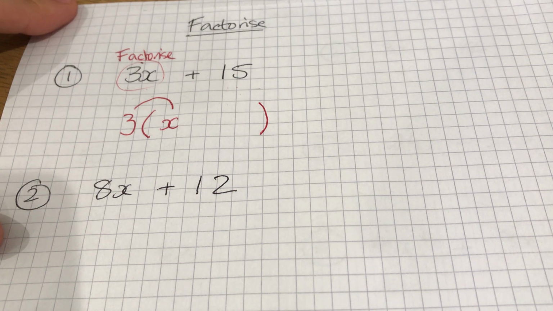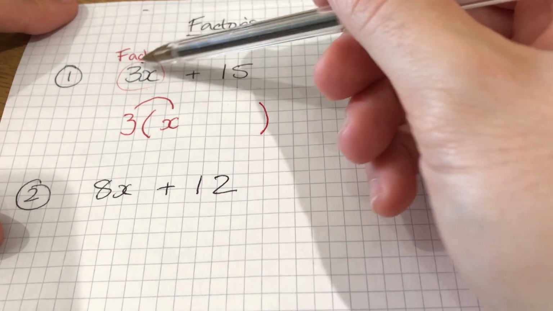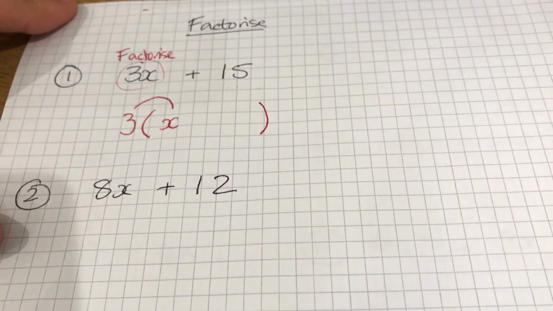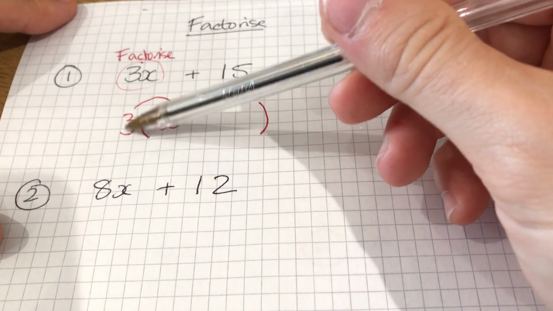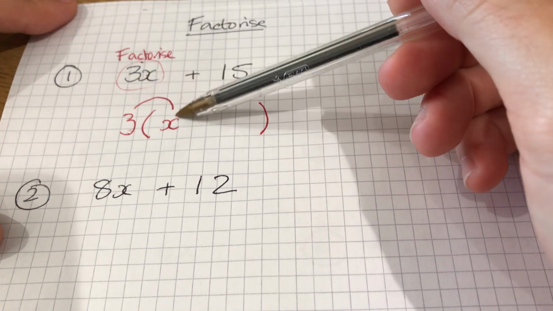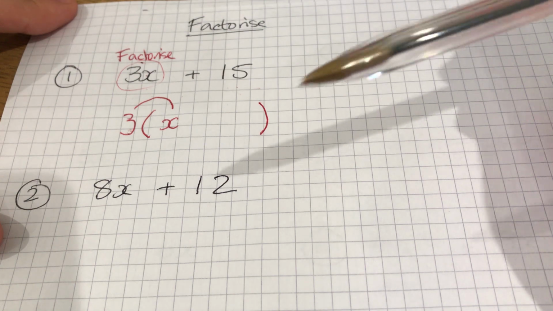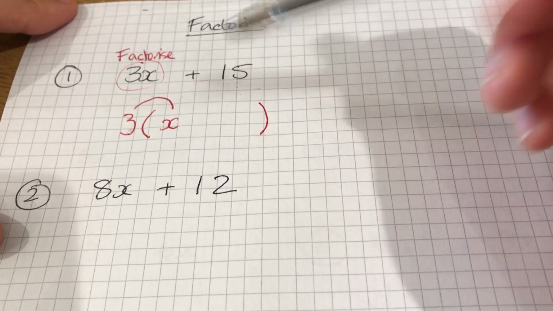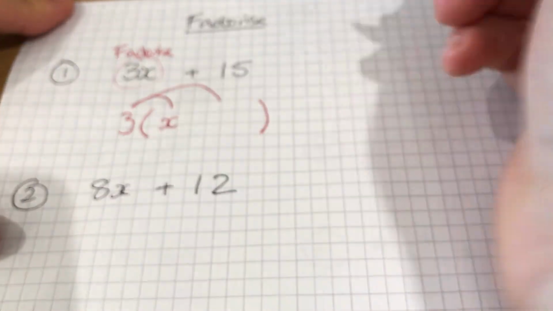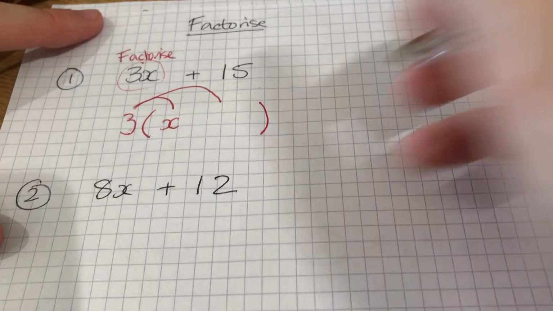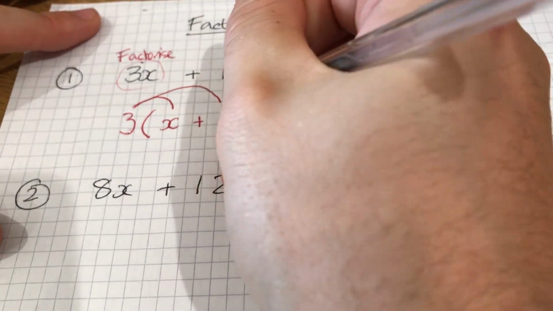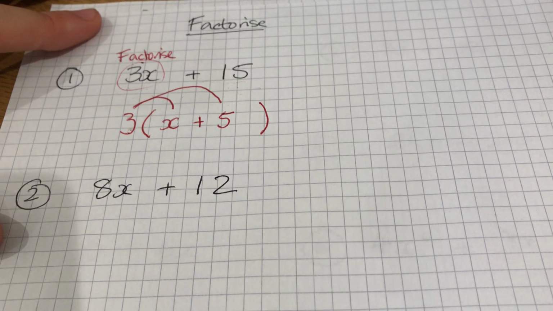Okay. Now, some of you might say, well, what do you times that by? That's just doing 3x divided by 3. Yeah, that's exactly right. You're basically dividing by this thing out here. So 3x divided by 3 is just x. Then we're doing 3 times what makes positive 15. And of course that is positive 5. 3 times 5 is 15.